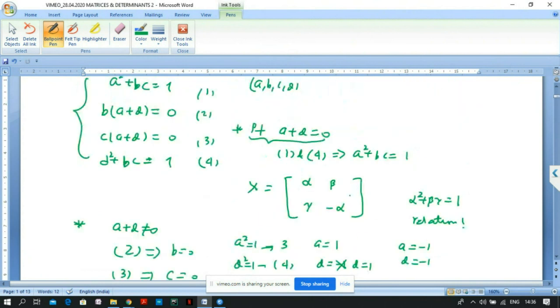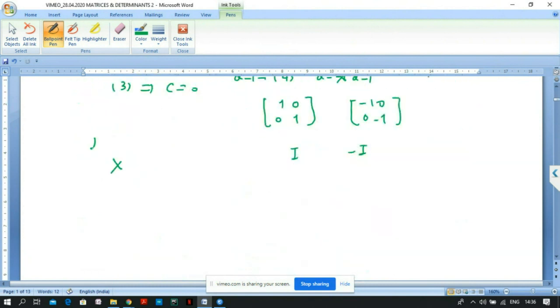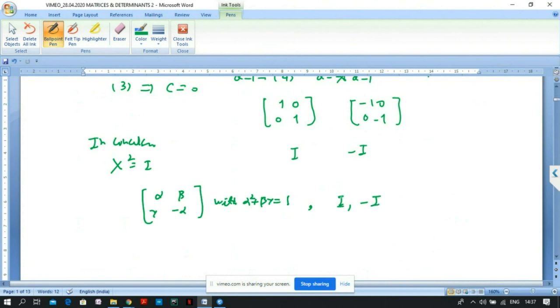Combining these two cases, we can say in conclusion, x squared equal to I, where x is 2 by 2, has solutions of the kind alpha, beta, gamma, negative of alpha, with alpha square plus beta gamma equal to 1. The numbers have this relation. And the other cases are I and negative of I. They are two obvious solutions. I square, of course, equals I, and negative I square also equals I. So that brings us to the solution of this equation, x square equal to I.